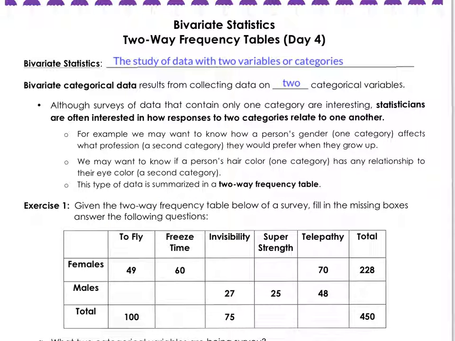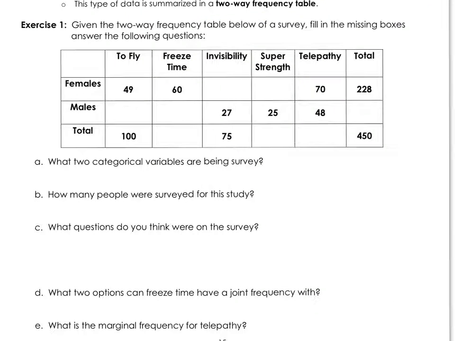So let's look at this first one together. The first one says that we need to look at the two-way frequency table below and fill in our missing boxes. So we need to look at our totals and subtract so we can figure out how many are left for the missing cell. For example, we know 100 total people said to fly. 49 of them were female, so that means that 51 were males.